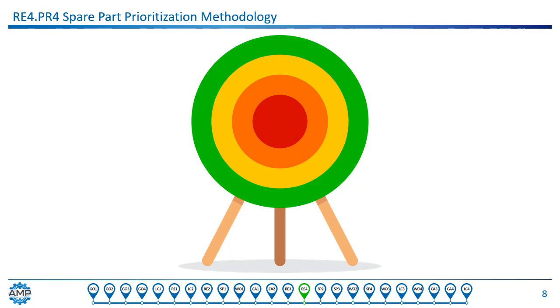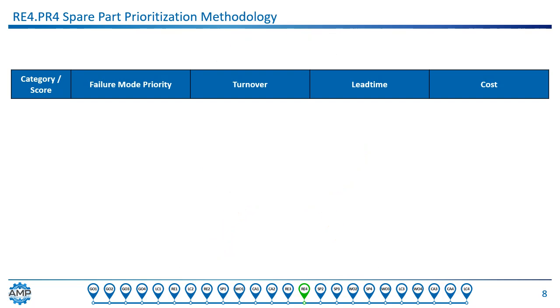Spare part prioritization is a handoff point between the reliability and spare part management systems. The input from the processes associated with spare part identification are not the only input into the spare part management system. Note here, starting at the top, that spare part prioritization is really broken down into 4 categories: failure mode priority, as we've been discussing, but also turnover.